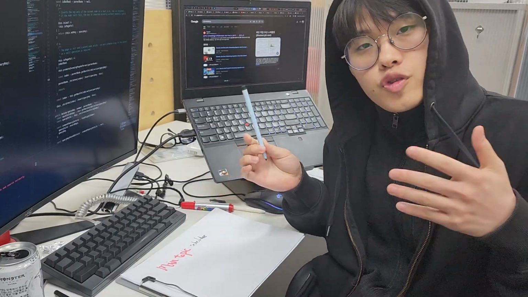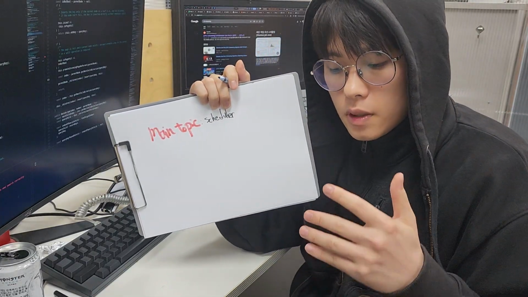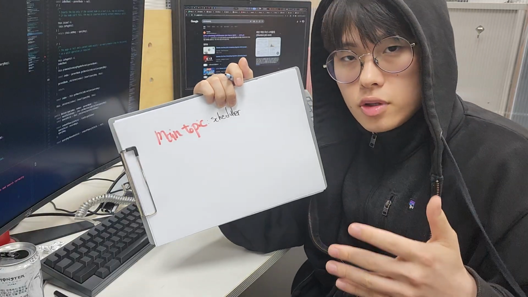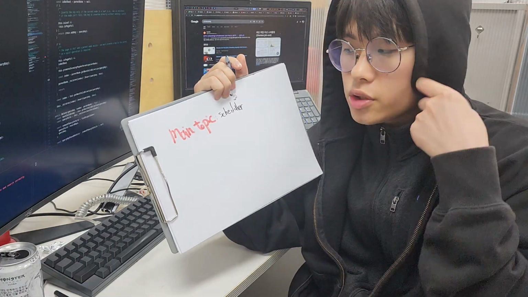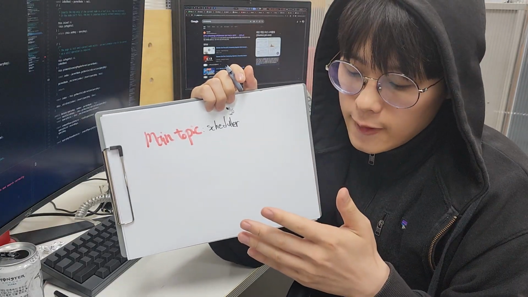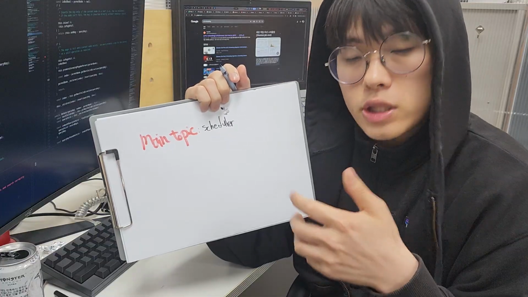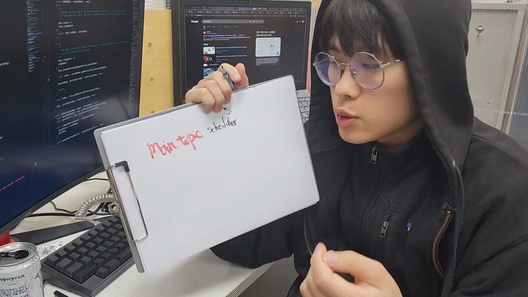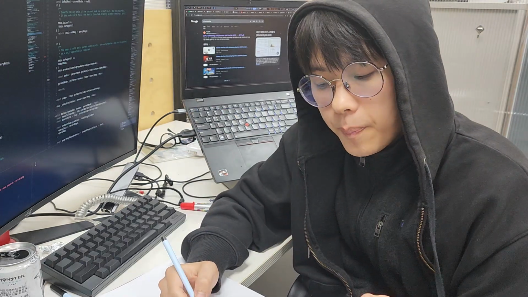So hi, today the main topic is the scheduler. What is a scheduler and what is a scheduling algorithm in computer science? Scheduling is actually used in the operating system, and to understand those kinds of things, you have to understand what a program is and what a process is. So what is a program?